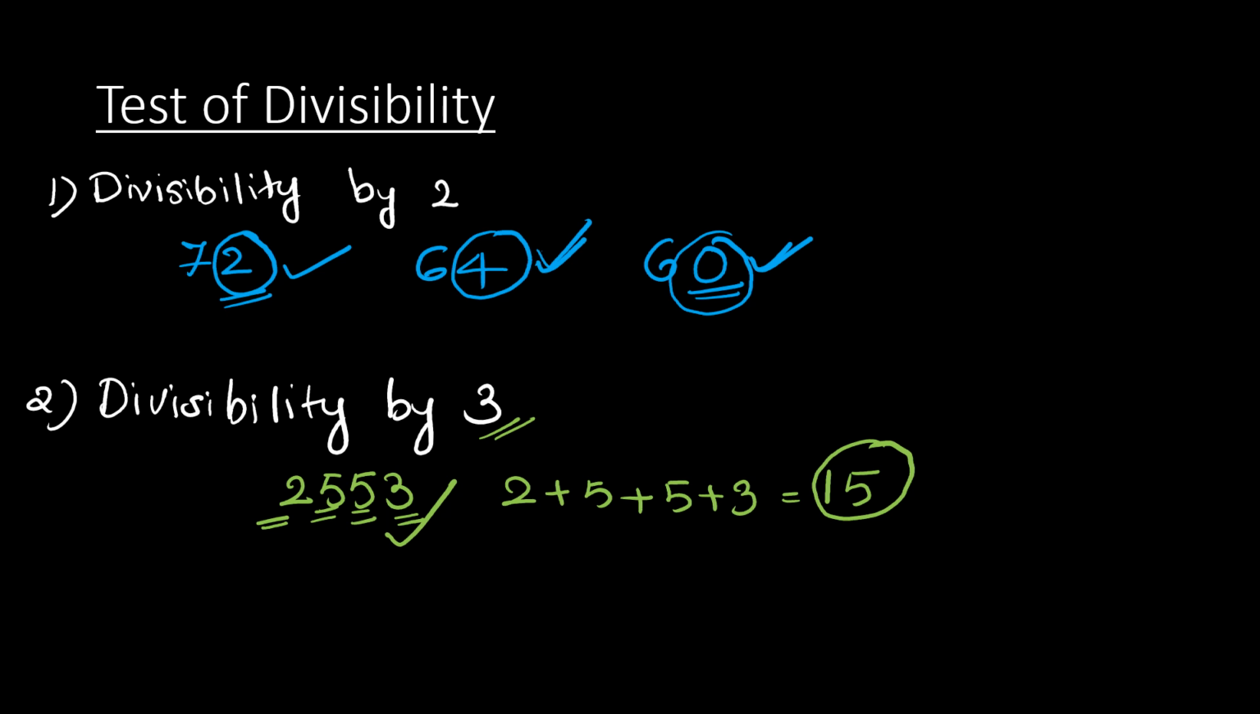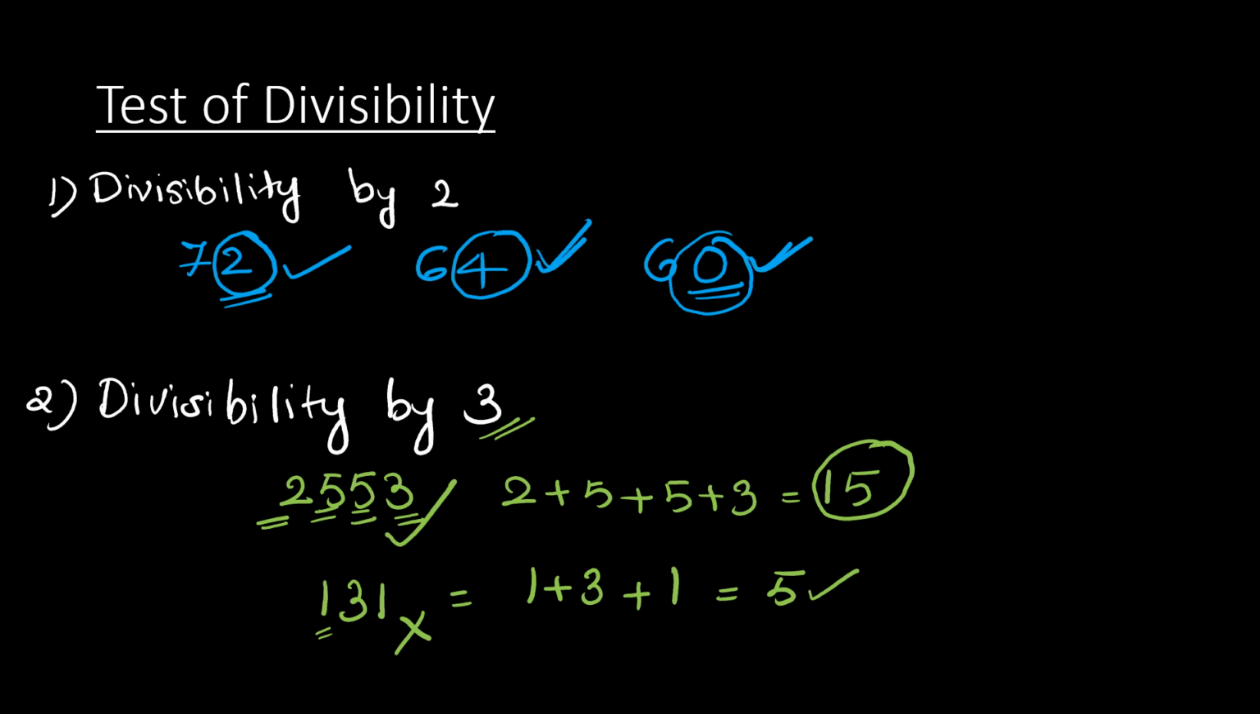Now we can take another number, that is 131. Now add all these digits, 1 plus 3 plus 1, that is 5. Is 5 divisible by 3? No, 5 is not divisible by 3. Therefore, 131 is not divisible by 3. This is the divisibility by 3. That is, the number is divisible by 3 if the sum of the digits in the number is divisible by 3.